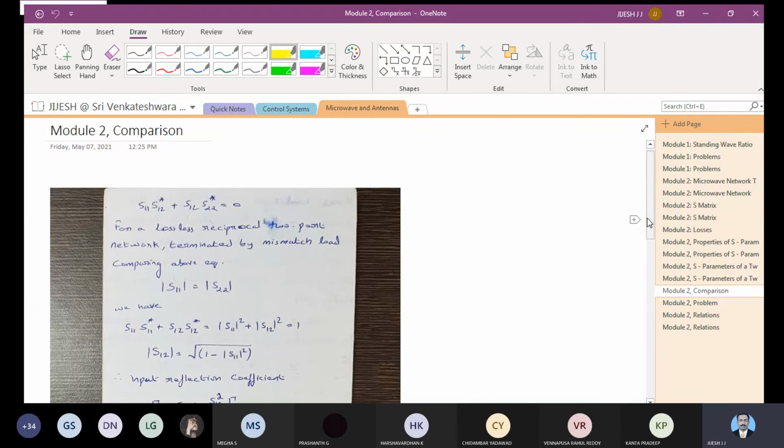So how will this S11 be equal to S22? If you take the modulus of that, in case of reciprocal network, you can see that S11 is equal to S22. You have these equations here. So S11, S11 conjugate plus S12, S12 conjugate is equal to 1, as you have seen in the equations before. You can also write it as modulus of S11 equal to modulus of S22. So we have seen that.